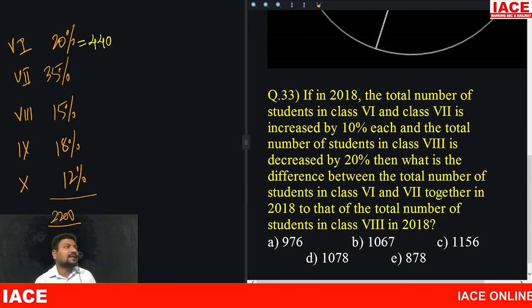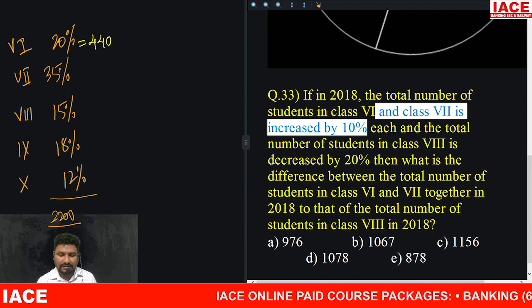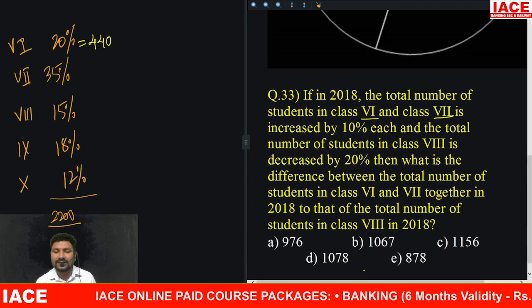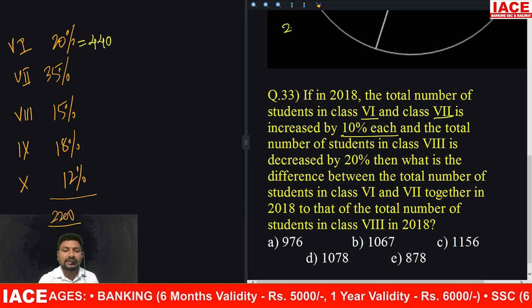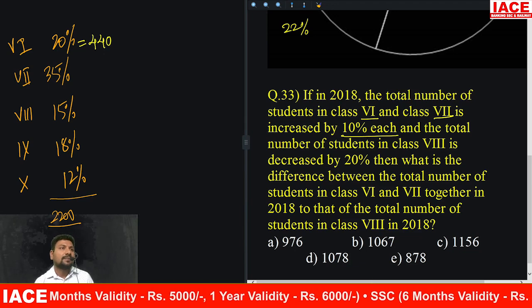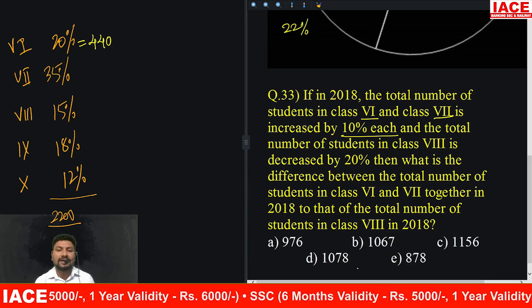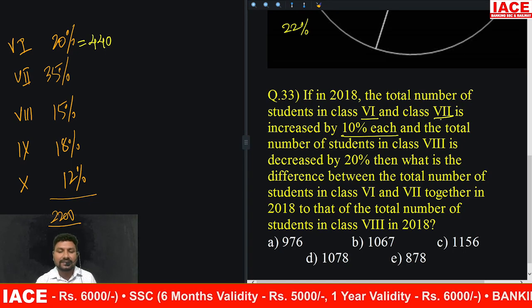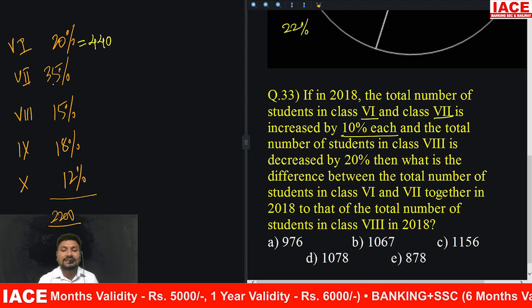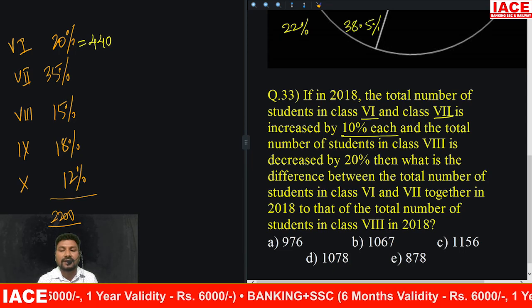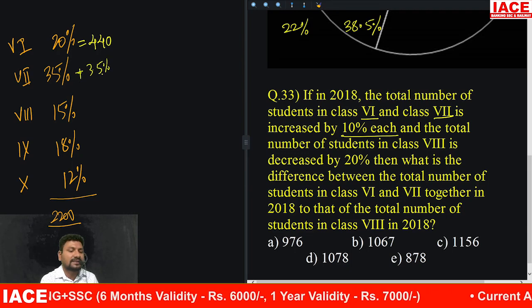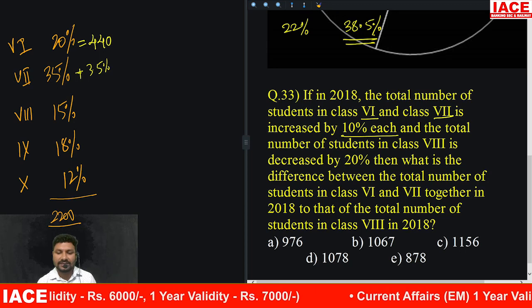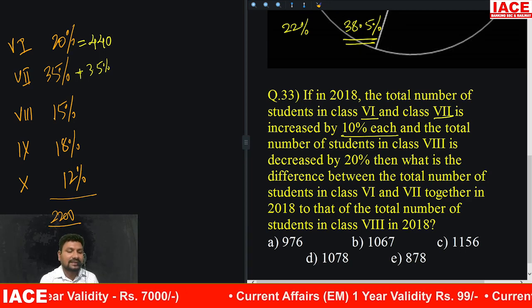In 2018, basically the total data belongs to 2017 only. In class 6th and 7th, increased by 10% each. Class 6th is 20%. 20% becomes 22%, because 10% of 20 is 2, which is added, so it becomes 22%. In class 7th it is 35%. With 10% increment on 35, 10% of 35 is 3.5%. With a 3.5% increase, it becomes 38.5%.